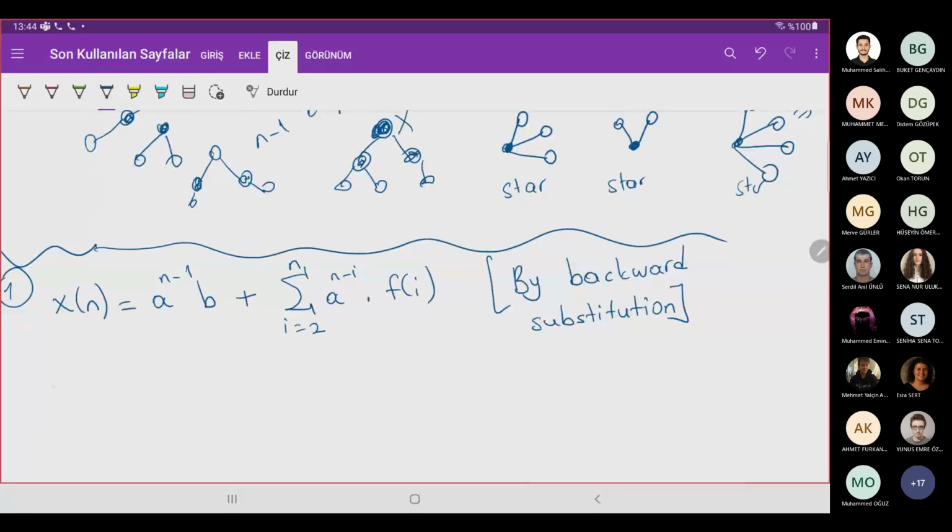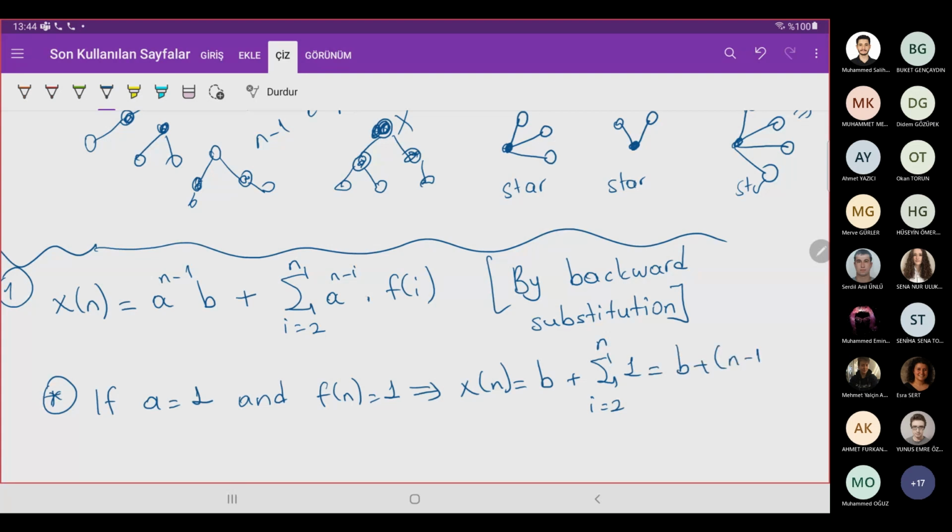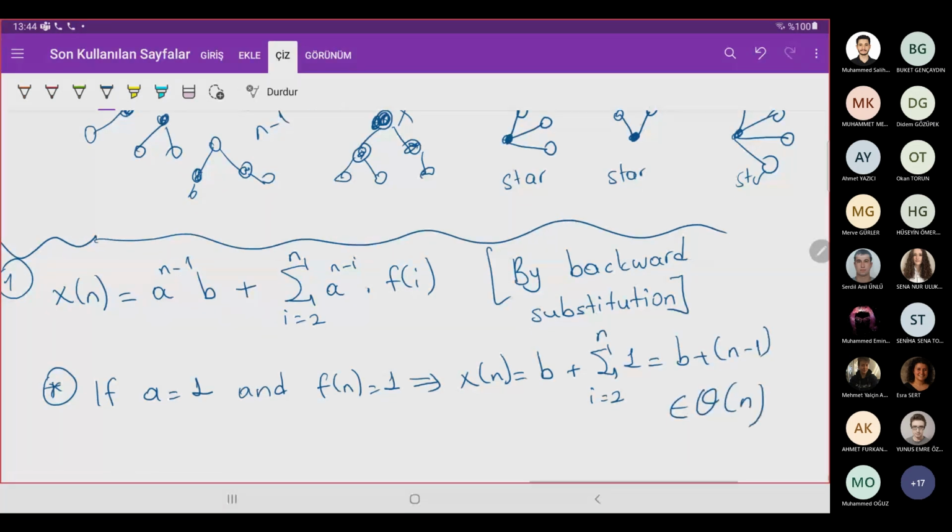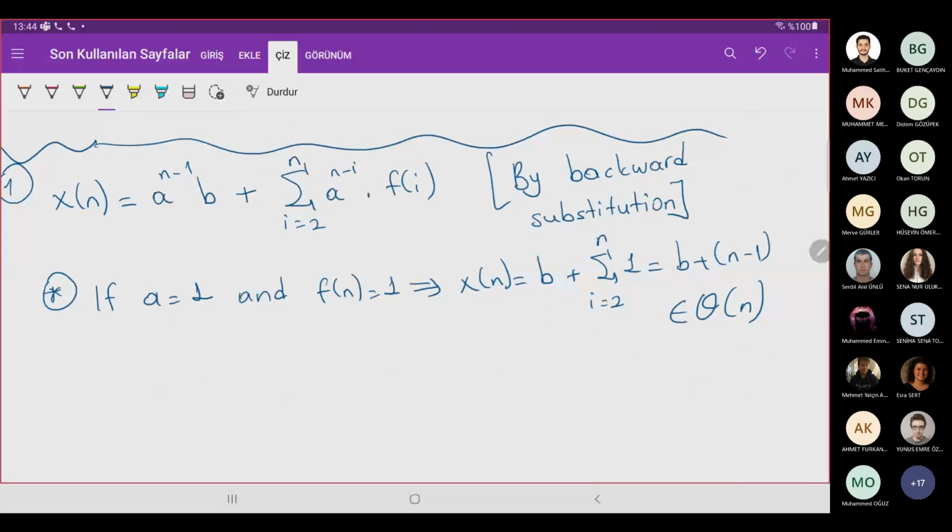If a is 1, so the first term is basically b, okay? b plus, and inside we also have the term f_i, i from 2 to n of f_i. And if f_n is 1, then we can say that x_n is equal to b plus summation i from 2 to n of 1, which is basically b plus n minus 1, and this is obviously theta n, okay? So this is one special case.